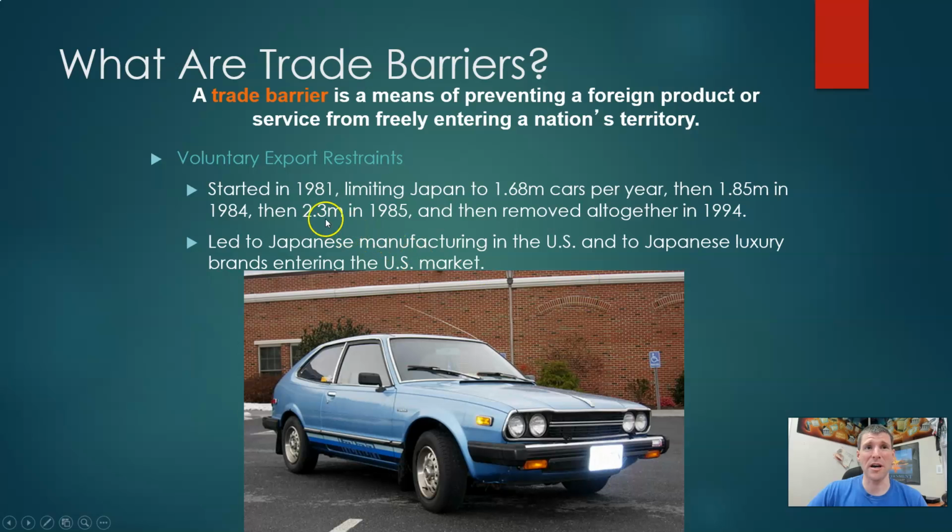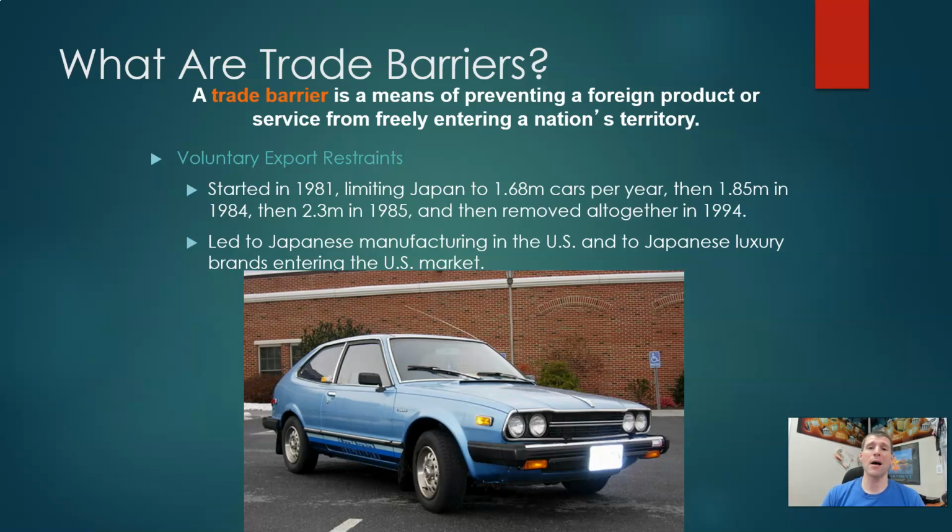Okay, so starting in 1981, Japan limited its exports to the U.S. to just 1.68 million cars, and then it went away from there until eventually, in '94, it went away altogether. This had odd side effects that people weren't expecting at the time. One of the things the Japanese car companies figured out is, well, this export restraint only applies to cars that we export to the U.S. If we manufacture the cars in the U.S., it doesn't count against the quota. So therefore, they started opening up manufacturing plants to produce Japanese cars within the U.S.